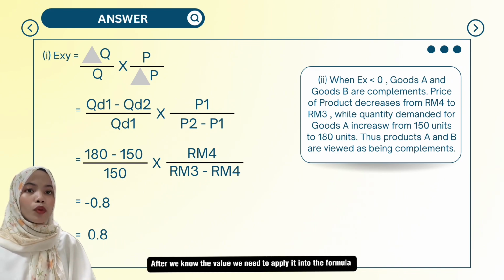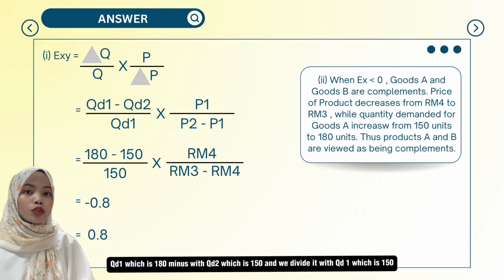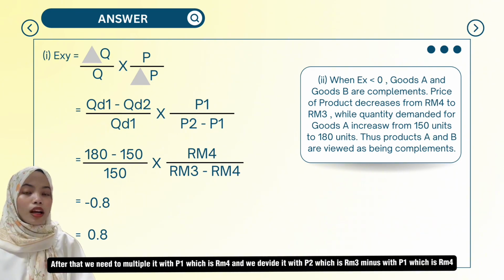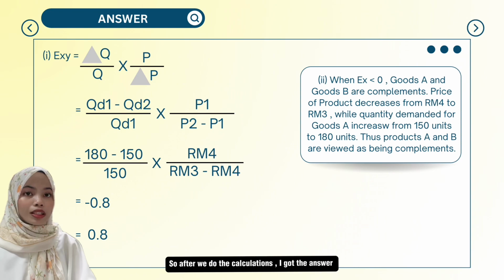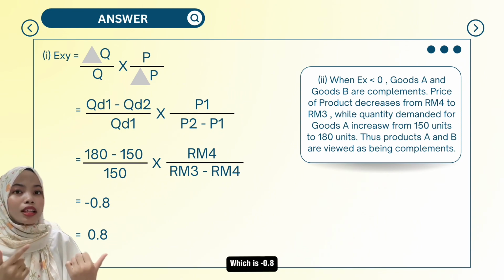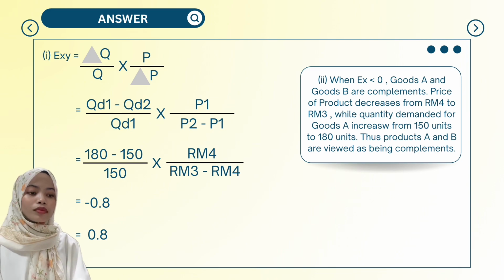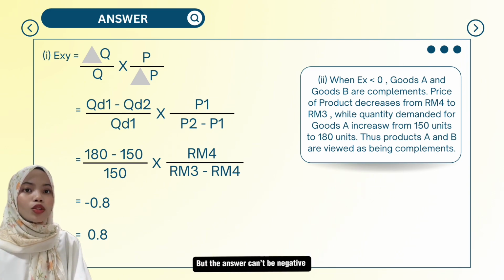After we know the values, we need to apply them into the formula. QD2, which is 180, minus QD1, which is 150, and we divide it by QD1, which is 150. After that, we multiply it by price 1, which is RM4, and we divide it by price 2, which is RM3, minus price 1, which is RM4. So, after we do the calculation, I got the answer, which is negative 0.8. But the answer cannot be negative, so we turn it into positive, which is 0.8.